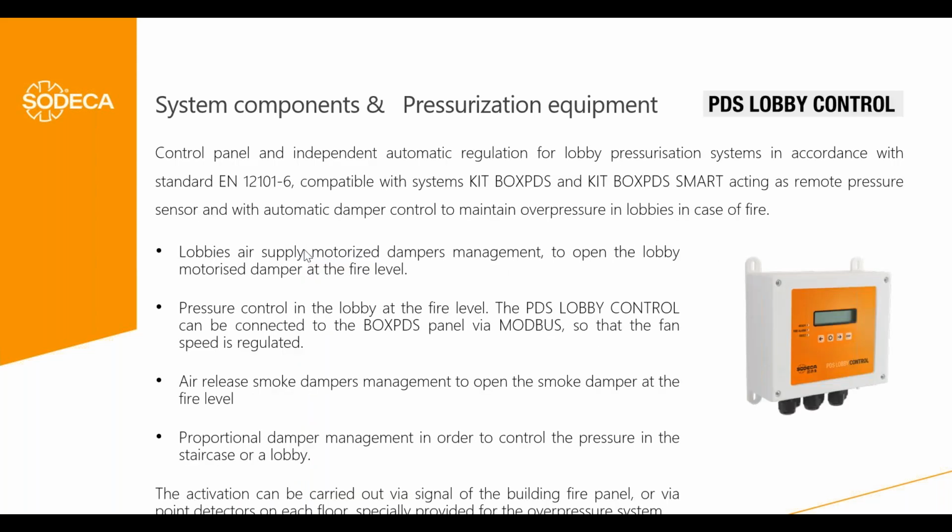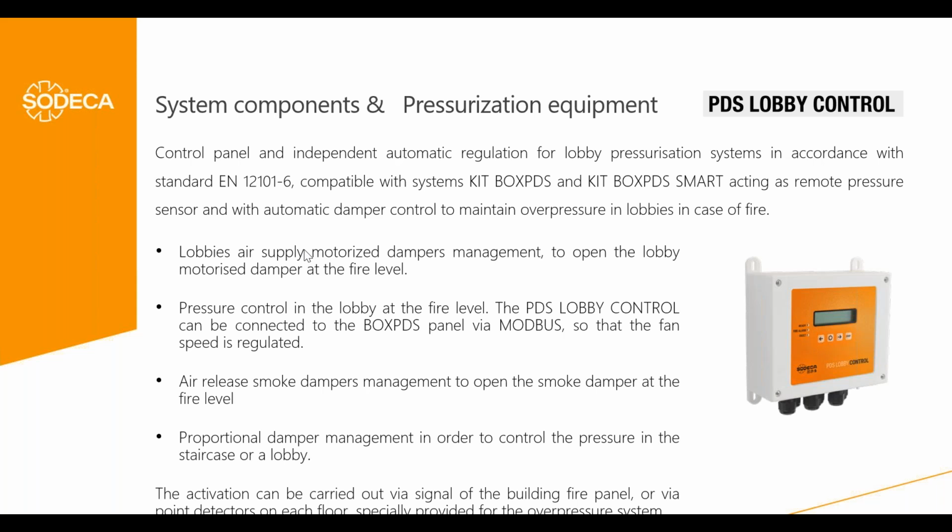And the system can be connected with this PDS lobby control on its level to be activated in the fire level, so to read the specific pressure difference on its level to send to the main control panel to modulate their flow for this specific pressure sensor. And this PDS lobby control, remember that they can also manage the operation of the motorized damper to provide airflow in the specific lobby in the fire level, and also activate the air release damper or window in the level where the fire is present. Also with the possibility of operating proportional dampers to control overpressure with a proportional damper.